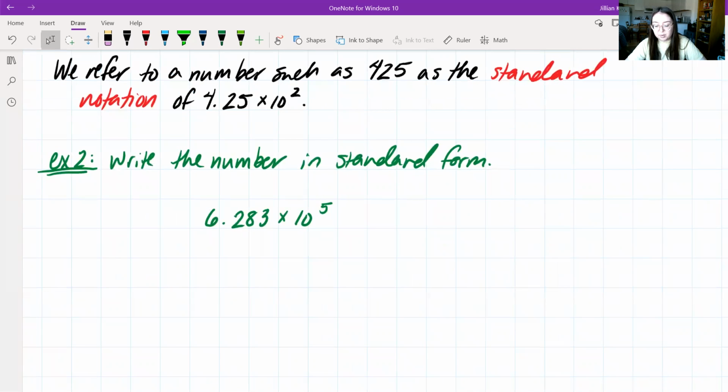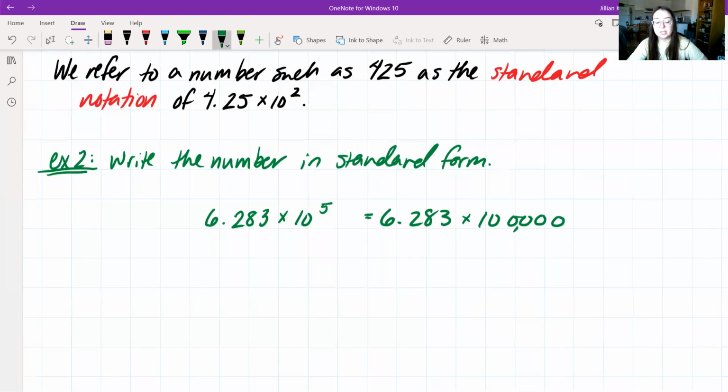So if we want to write the number in standard form, where we have something like 6.283 times 10 to the power of 5, we know where our decimal point is already. This is like saying 6.283 times 10 2, 3, 4, so 6.283 times 100,000.